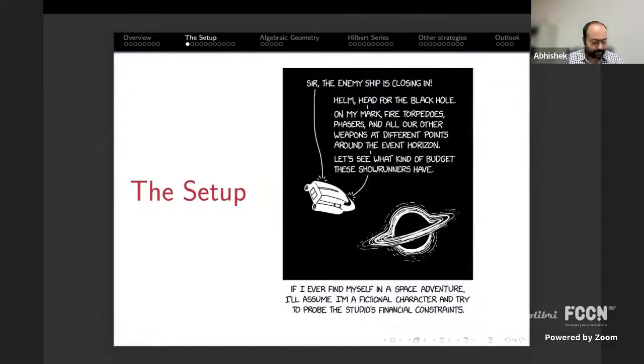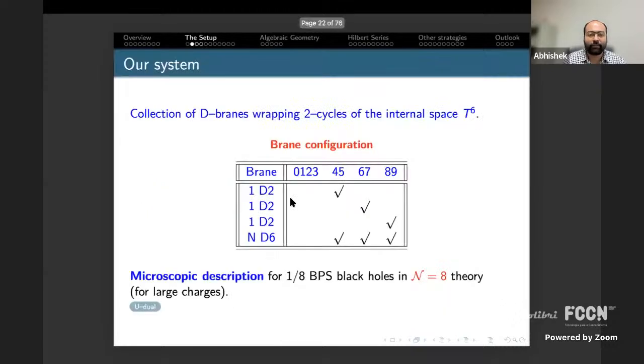So let me come to the setup of the problem. What we have is 4 D-branes: 3 D2 branes with charge 1, 1, 1, and another D6 brane with charge n. 0, 1, 2, 3 are basically the non-compactified directions. So the first D2 is compactified on 4, 5, the second on 6, 7, the third on 8, 9, and the D6 is compactified on 4, 5, 6, 7, 8, 9. So this is all a T6 compactification of a type 2A theory.